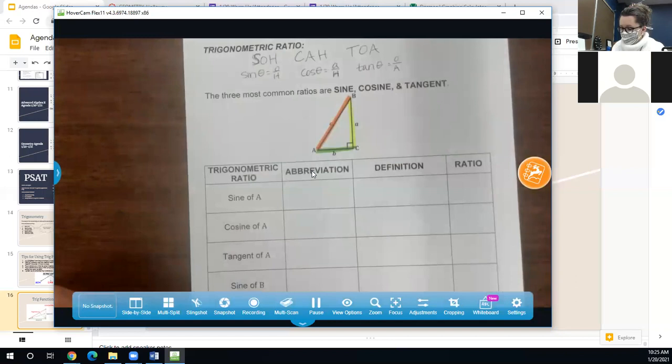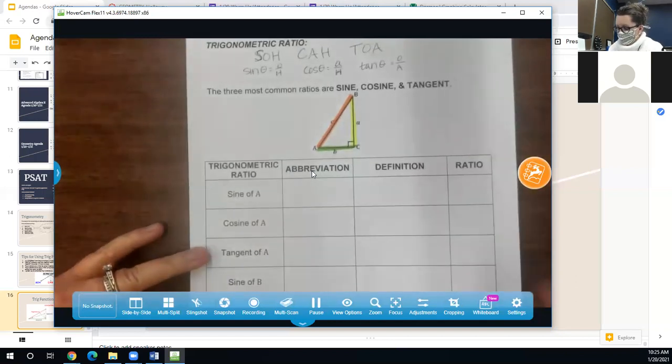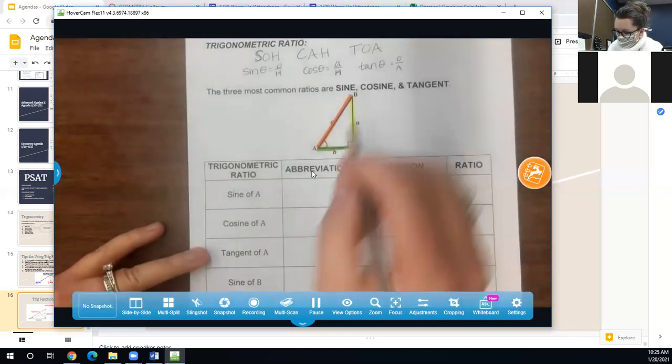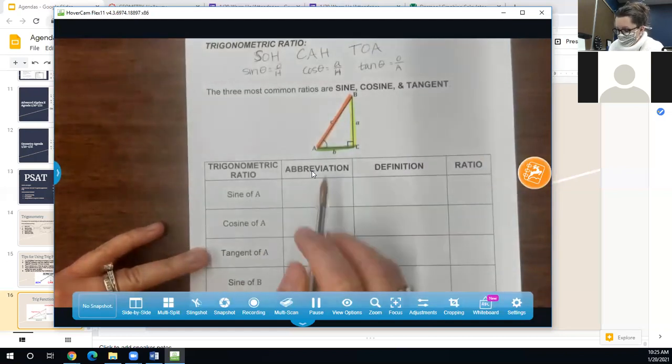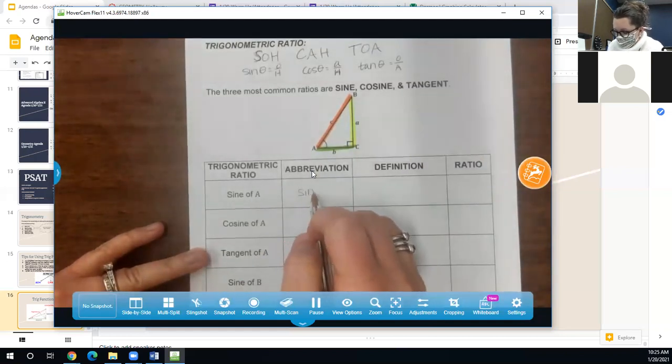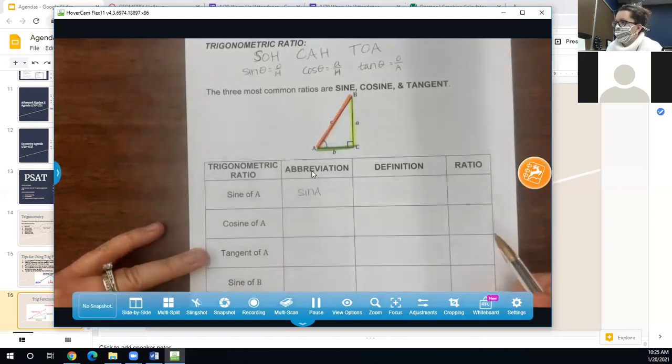So let's start with our angle A. Okay, we're going to start with angle A. See, it says sine of A here. So the abbreviation of this is sin A, like this. They just get mushed together, sin A.